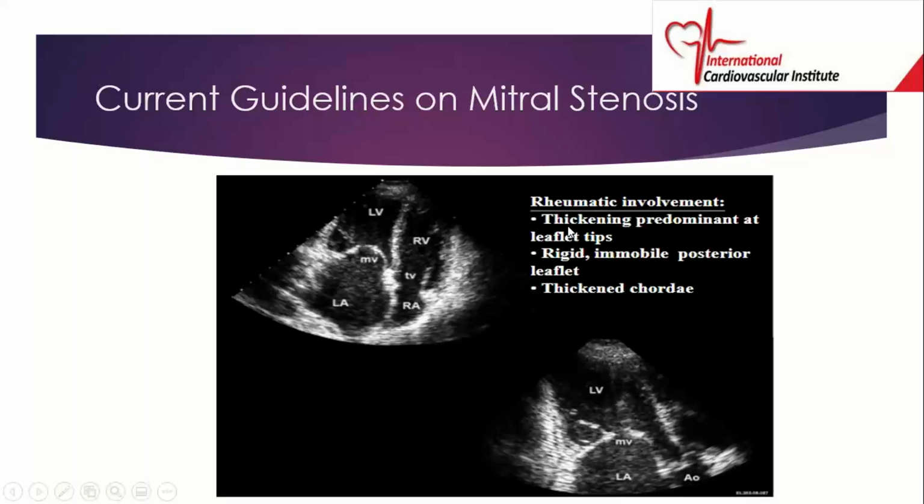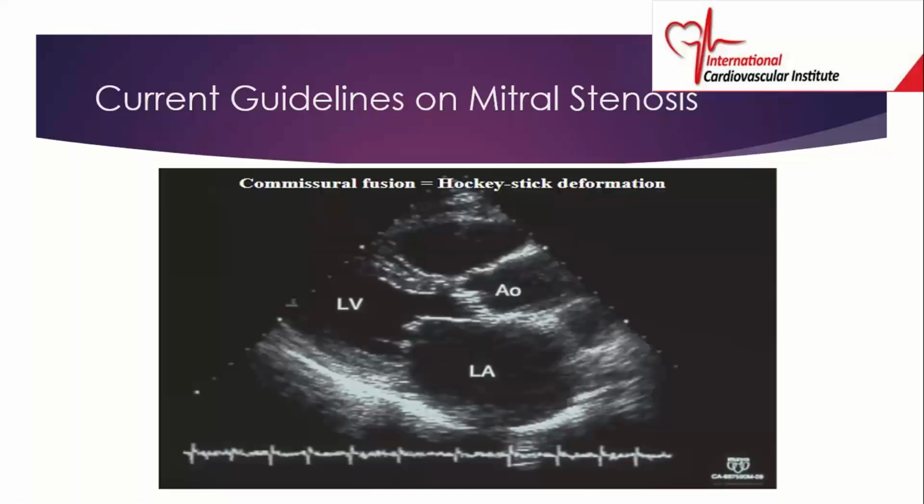And so rheumatic mitral stenosis is the most common, as we have said before. You get thickening, predominantly at the leaflet tips. The valve is rigid and immobile, and also the cords. So not only the valves are involved, but the cords, the subvalvular apparatus. And again, you get the hockey stick configuration, and that's because of commissural fusion. You get a large left atrium.